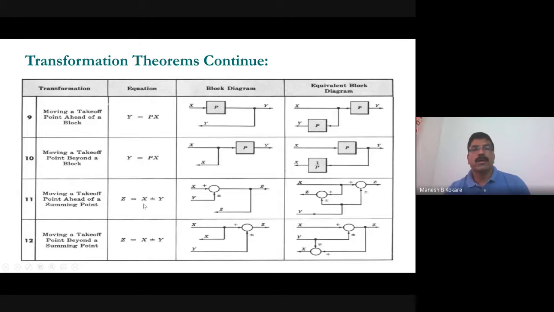So see that this is moving a takeoff point ahead of the summing point. Now see that for that you have to make the arrangements such that your y value should not change, x value should not change, and z value should not change. Okay, so for this you can make the arrangement like this. So this is x, this is z, okay, and then this is y, right?